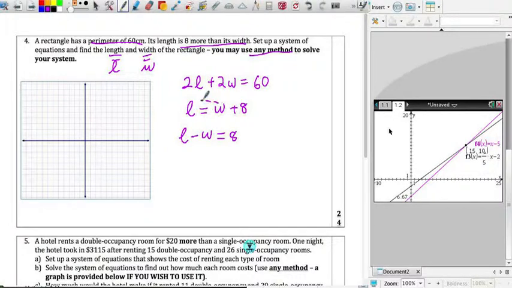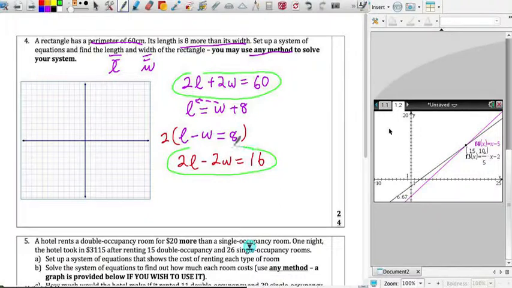All I've done is move width to the left hand side, and I'm solving by the elimination method. I'm going to multiply the entire equation by 2. Twice length minus twice width is equal to 16. And then the last thing I'm going to do is combine these two equations in order to eliminate, as you can see from here, the two w's, or the widths. If I add those two equations, I'm going to get 4 multiplied by the length is equal to 60 plus 16, which is going to give me 76, divided through by 4.